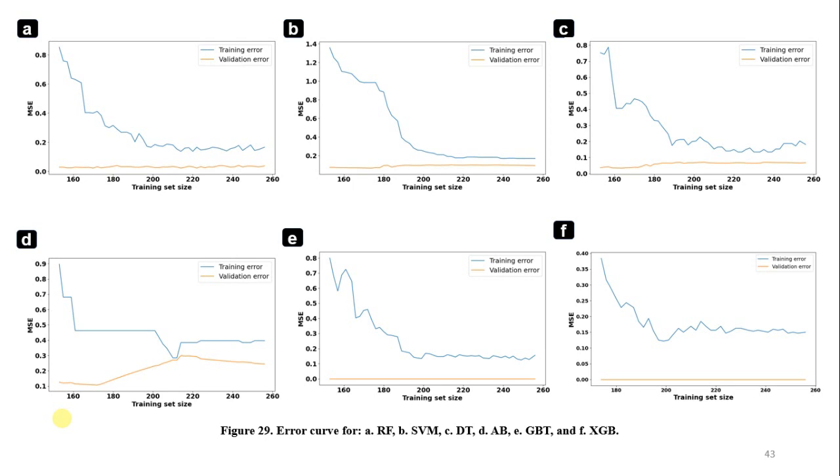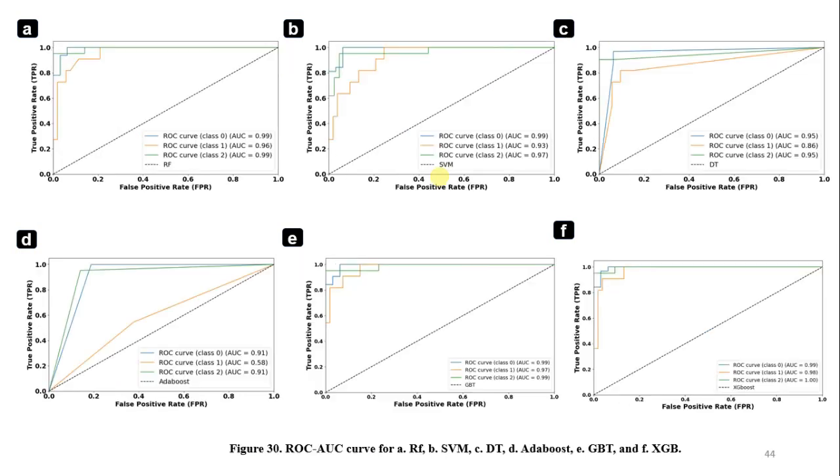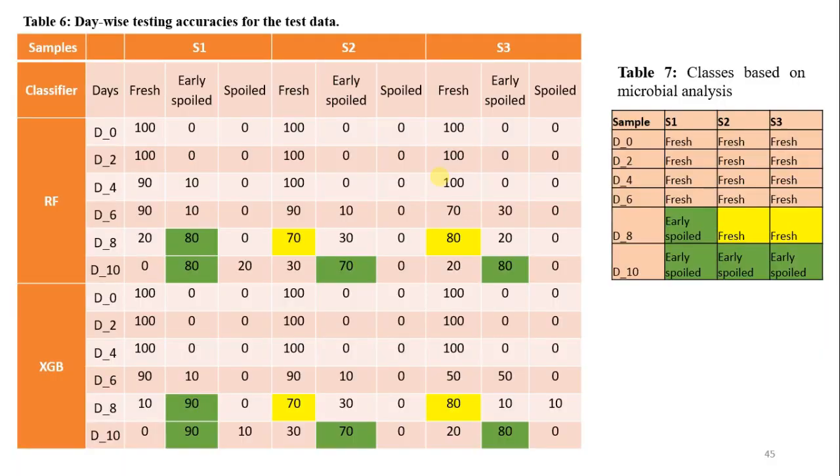So from here, these are the error curves. The training and the validation errors are not crossing over each other. So you can say there was no overfitting of the data, right? You will be studying it in the AIML class. So this is the ROC curve. I'm not going into the detail.